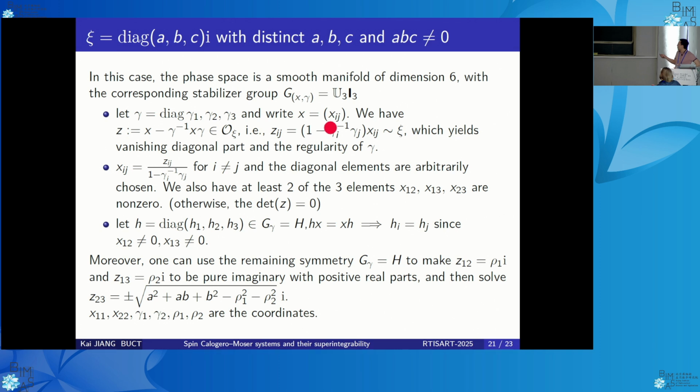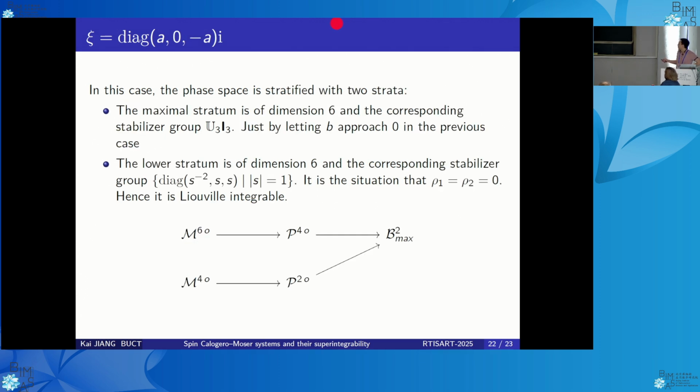Here, we just select this B approach to 0, and automatically C becomes 0. C becomes -A, and everything is the same here. The interesting part is the lower stratum. The lower stratum means that the spin variables, rho 1 and rho 2, become 0. They vanish here.